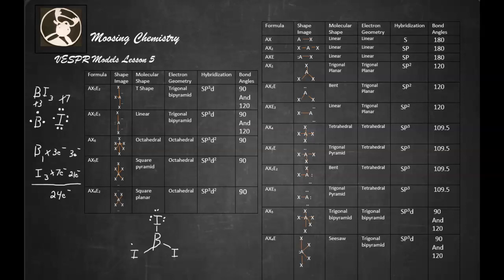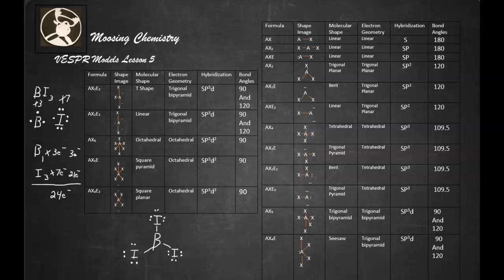So 2, 4, 6, 8. 2, 4, 6, and 8. All right. So now, is this the best possible structure?